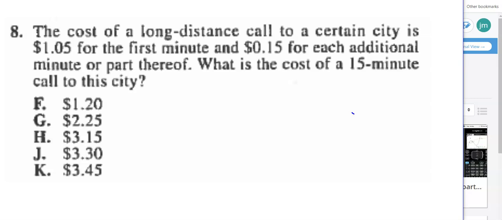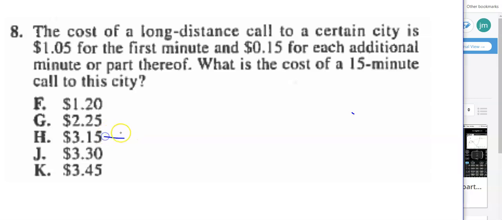We have a couple extra minutes. Let's do the PSAT today. So the cost of a long distance call is $1.05 for the first minute, 15 cents for each additional minute. What is the cost of a 15-minute call? Go ahead and try to work this. So you could do this a couple different ways. You could take the answers and plug them in if you wanted to. That's one way of doing this.